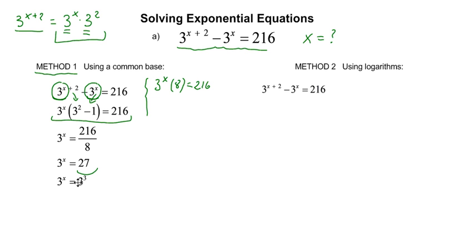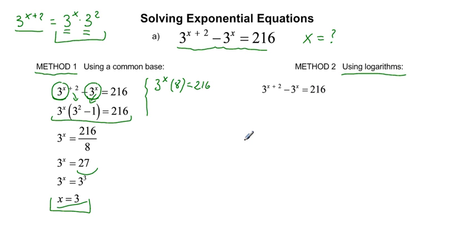Expressing 27 as an exponent of 3 allows you to equate the exponents, and this is why the result to this equation is that x has a value of 3. So that's method number 1. The second method, they say, is using logarithms.